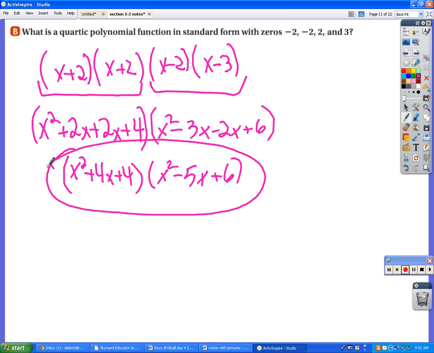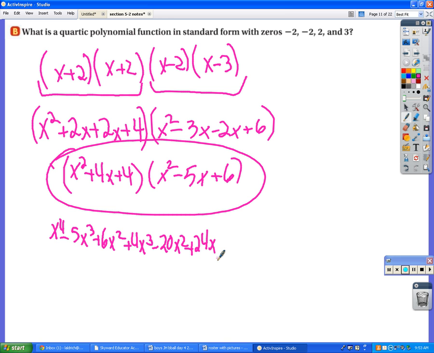What I would need to do first is take every term in here and multiply it first by x squared. So x squared times x squared is x to the 4th. Minus 5x times x squared is minus 5x cubed. And 6 times x squared is 6x squared. Then I take every term and multiply it by 4x. 4x times x squared is 4x cubed, 4x times negative 5x is negative 20x squared, and 4x times 6 is 24x.